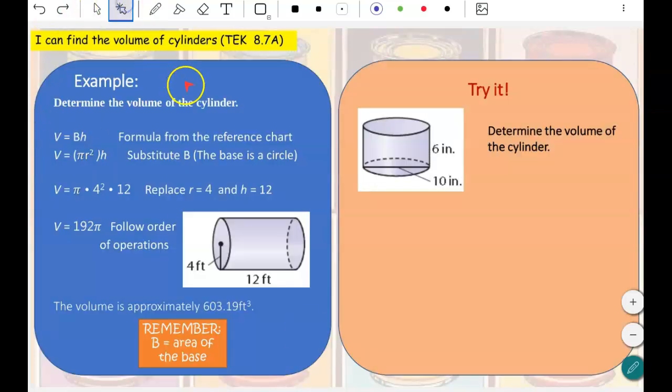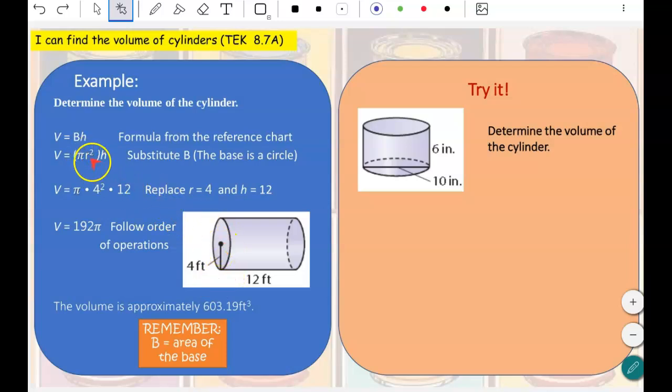So breaking it down, here's an example. Determine the volume of the cylinder. So we have our formula that's on the reference chart. And since it's a cylinder, the base is a circle. So you substitute in the area of the circle for that big B, pi r squared. You'll want to use the pi key on your calculator when you are calculating these, unless it tells you to use 3.14. So then we look at our diagram.